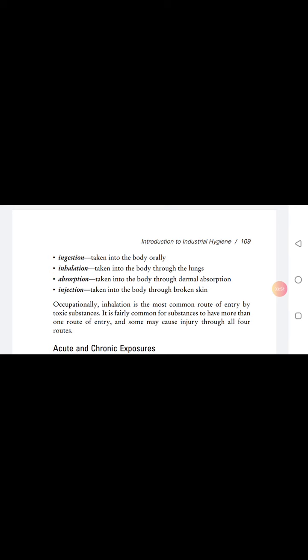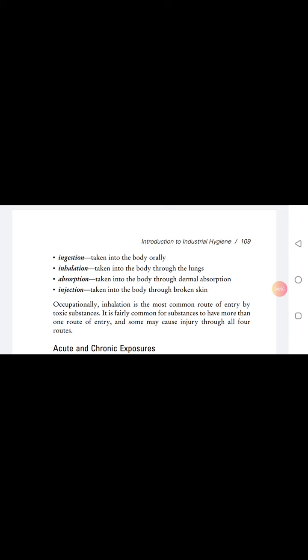Now the second route is inhalation. When you breathe, the toxic material goes into your lungs. So inhalation is the second route of entry.